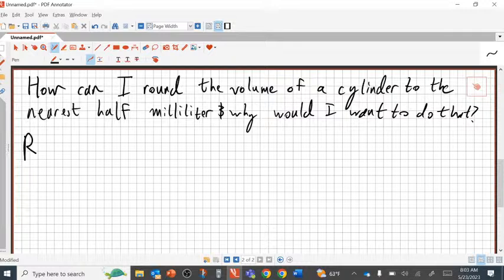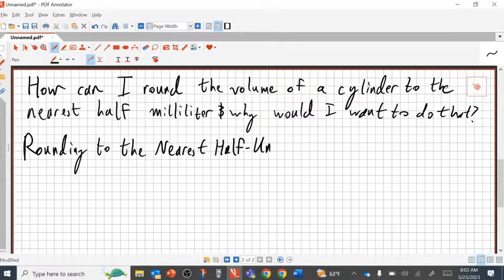Today we're going to be rounding to the nearest half unit.